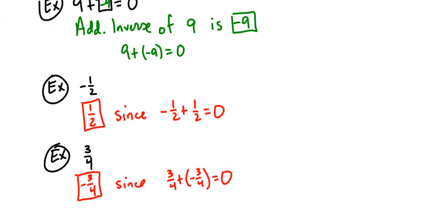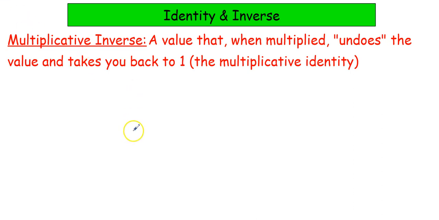So hopefully additive identity is pretty straightforward. Multiplicative identity is the same general concept. It's just that we're operating under multiplication. So we need to find a number that we multiply the original number by in order to get back to 1 in this particular case, because the identity under multiplication is 1. So, quick example here.